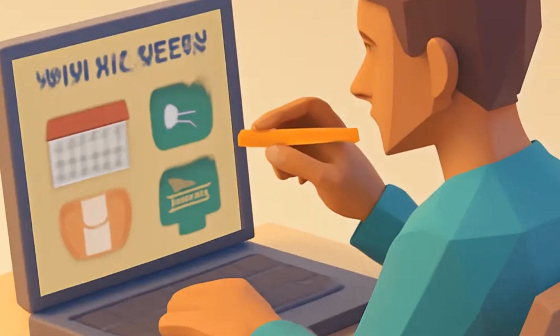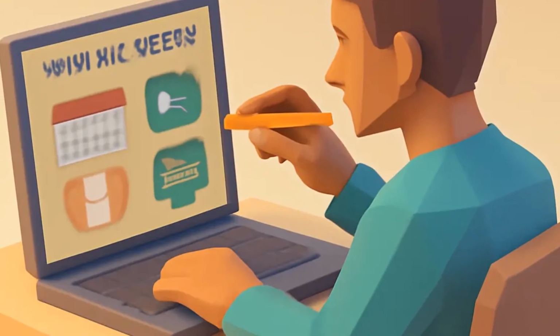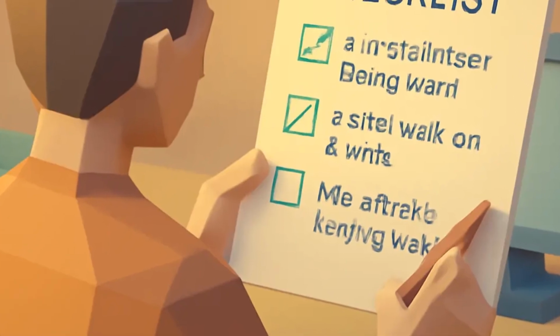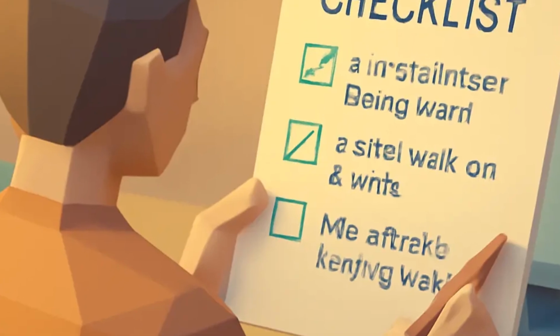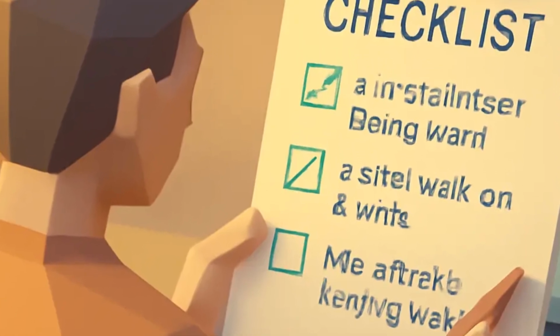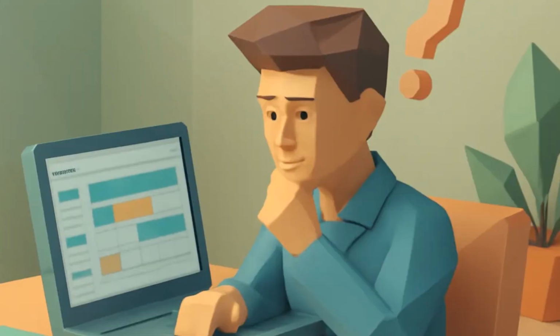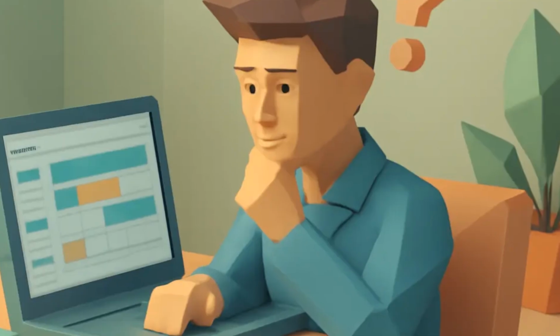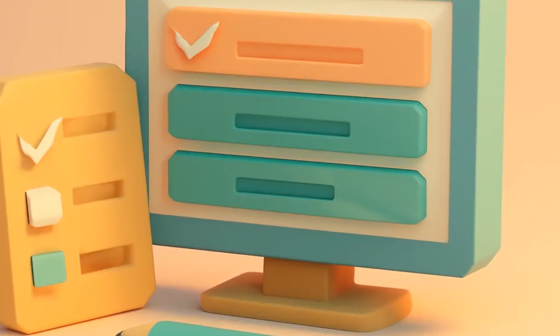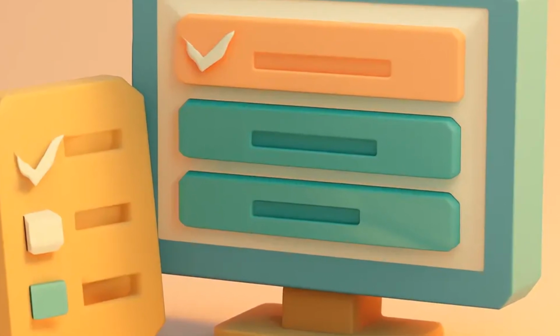Step 6. Review and refine your system monthly. Once a month, check: are deadlines being met? Are clients staying informed? Is anything slipping through the cracks? Is this tool still serving your team? If the system isn't making life easier, simplify it. The best tool is the one you'll actually use.